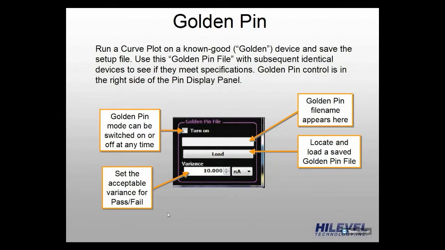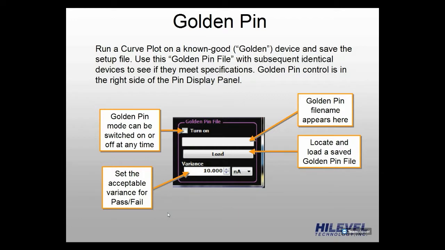When you have run a curve trace and you see the plot on the screen, you may want to compare it to a plot you took earlier on another device. Let's call it a golden device because it is known good. But this looks very difficult to do for multiple pins and multiple test points.